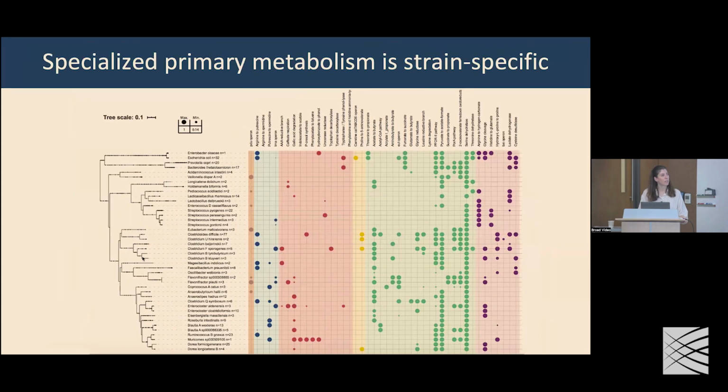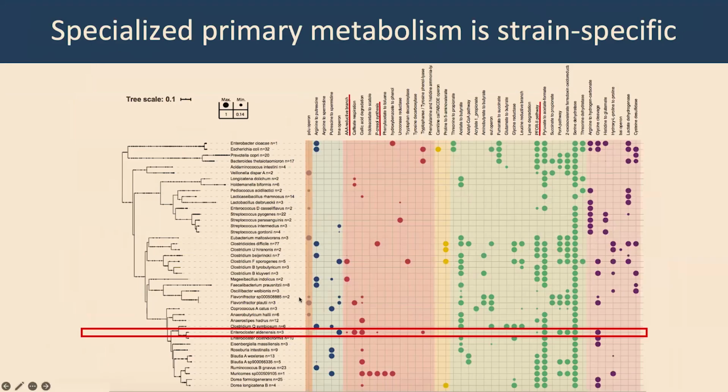And then also here I have a similar plot, but here, instead of the genera, I have the specific species. And here, instead of combining the dots into more than 50% of the isolates having the pathway or not, these are actual raw counts. What we can see in this plot is that we could find strain-specific patterns of primary metabolism, meaning that, for example, here, Enterocloster aldenensis, I think.